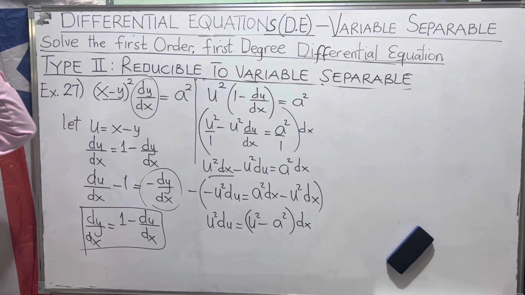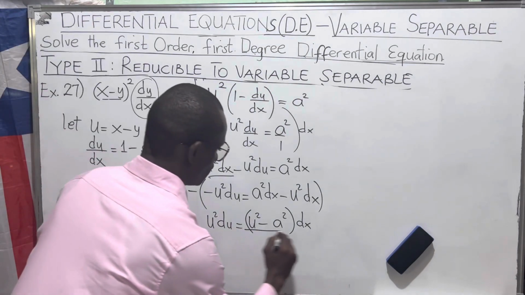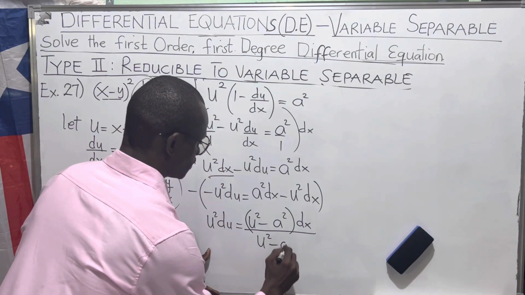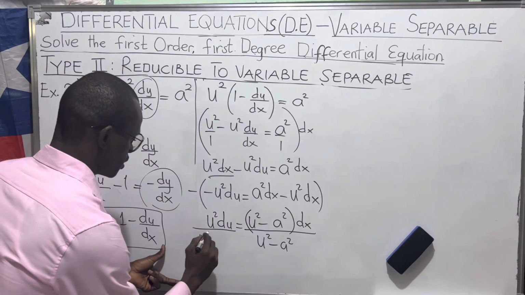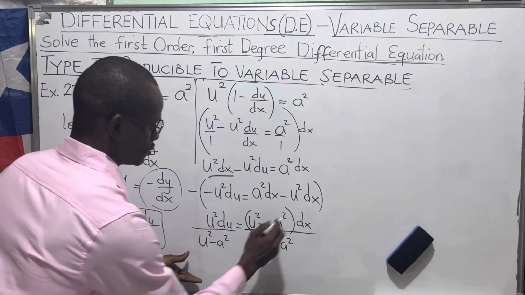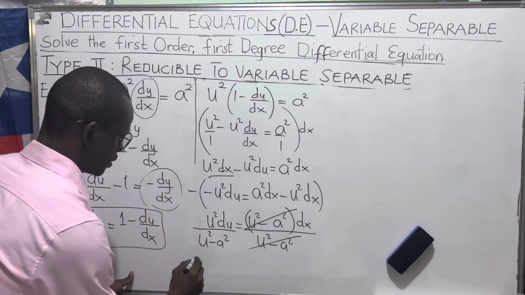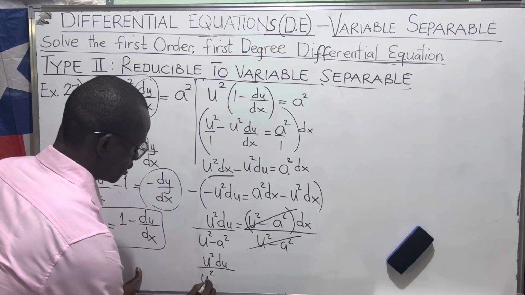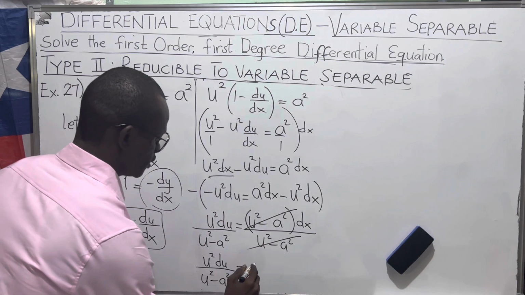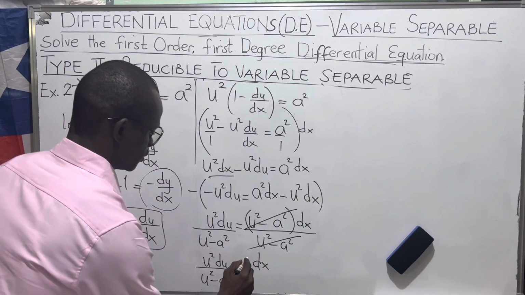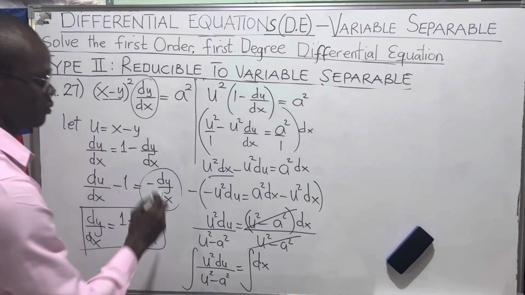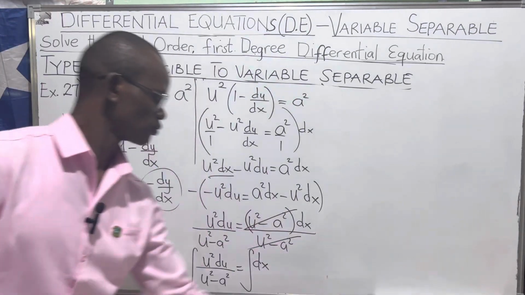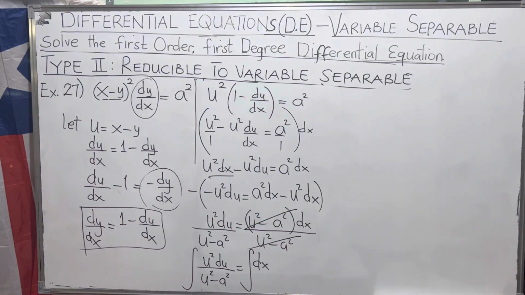So have the variables been separated? No. So we divide this side by u squared minus a squared, and this side by u squared minus a squared, so this and this cancel. So we have u squared du over u squared minus a squared equals dx. So the variables have been separated. Now we can integrate both sides of the equation, to be able to solve that problem.